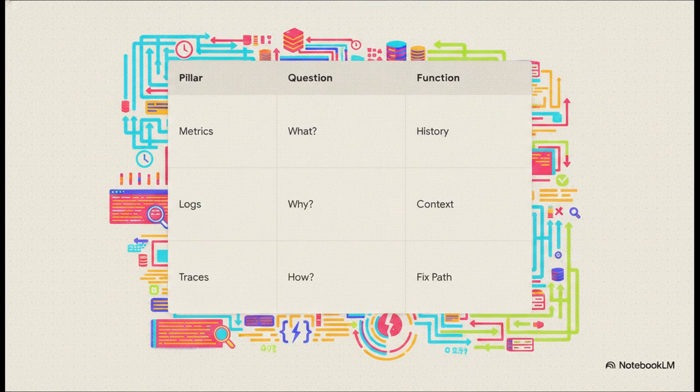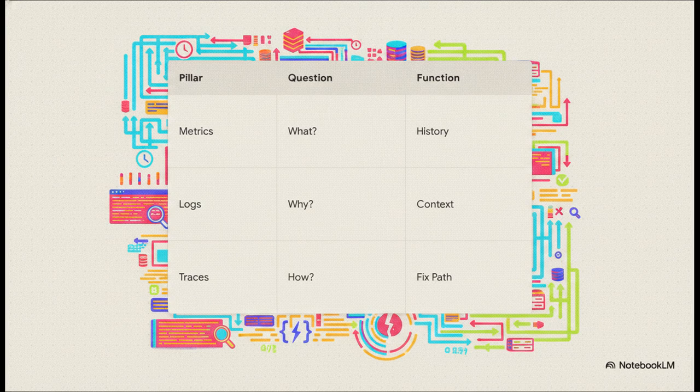Second, we have logs. Logs answer the question, why is it happening? They give you the context. So you use your metrics to see a weird spike at 10 a.m., right? Then you dive straight into your logs to find out that a specific package caused a memory leak at that exact minute. Third, traces. Traces answer the question, how do we fix it?